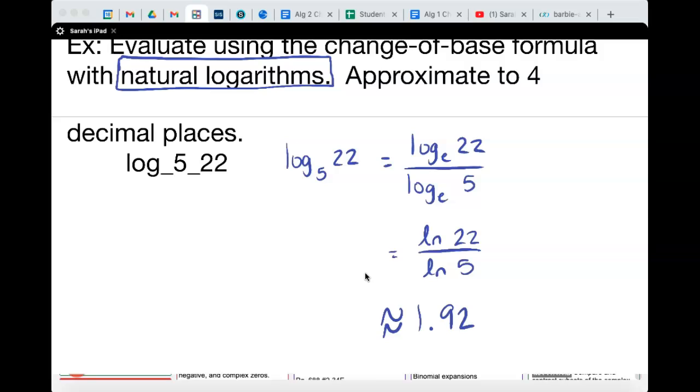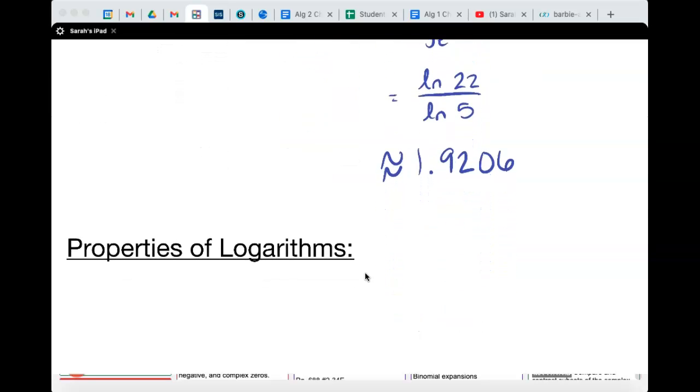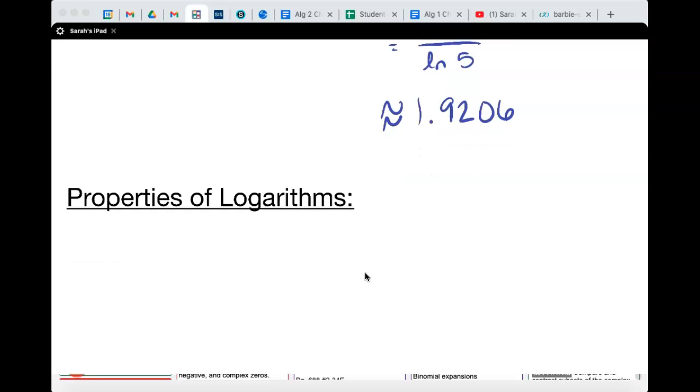I got 1.9206 if I rounded. Everybody agree with that? Okay. Alright, so we have 3 different properties. I don't know if there's names to the properties. I'm going to call this one the product property.